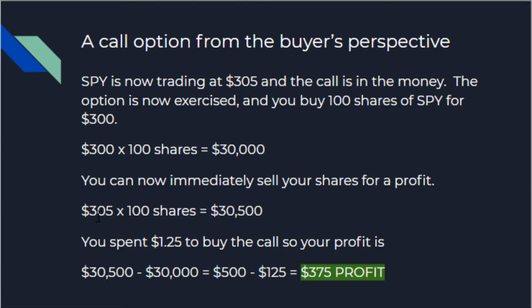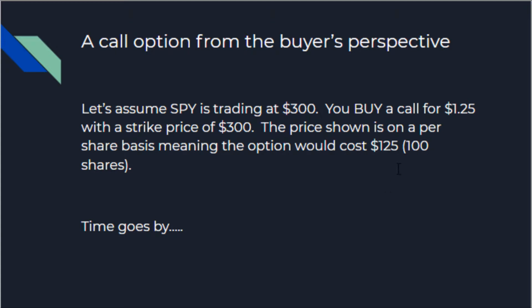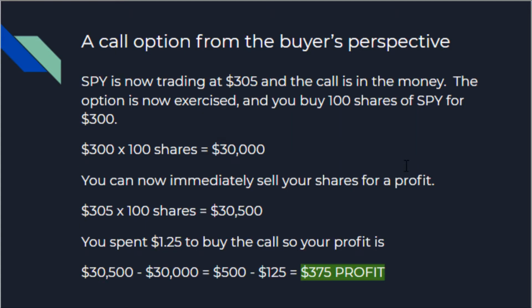You would then immediately sell those shares for a profit because, again, SPY is now trading at $305. So you would sell 100 shares for $305, which would give you $30,500. So you have the $30,500 and you have the $30,000, so that's $500 profit. But you can't forget about the price of the option. Earlier we said that call cost $125 per share, so you have to remember to take out that $125 that you paid for the option. So then you would end up with $375 of profit.